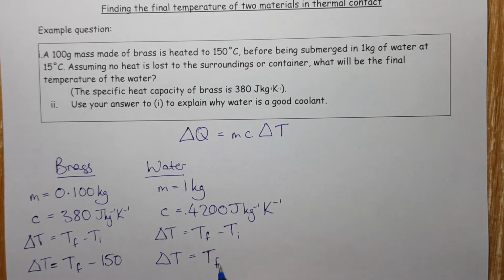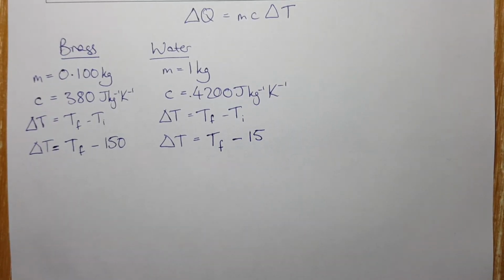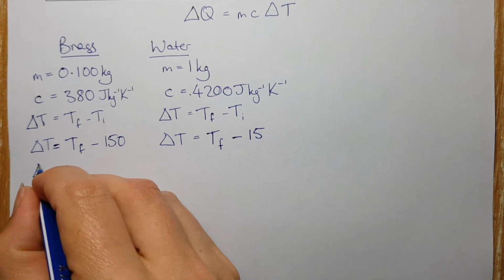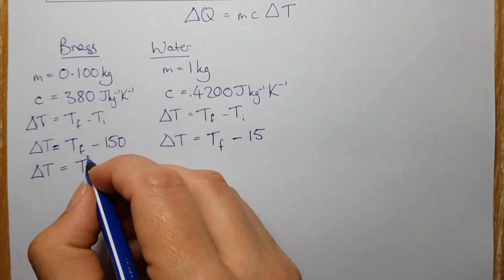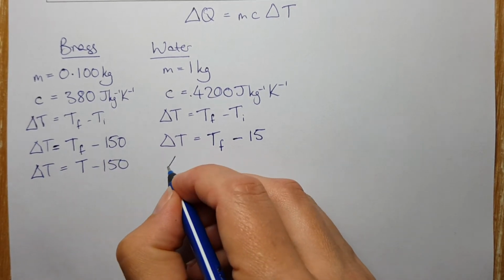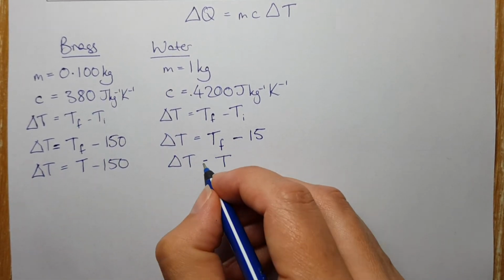So change in temperature of the water, the final temperature minus the initial temperature. So I might just ditch the subscript there just to make things a little bit neater. So the change in temperature of the brass, I'm just going to use T for the final temperature. And over here, same thing.